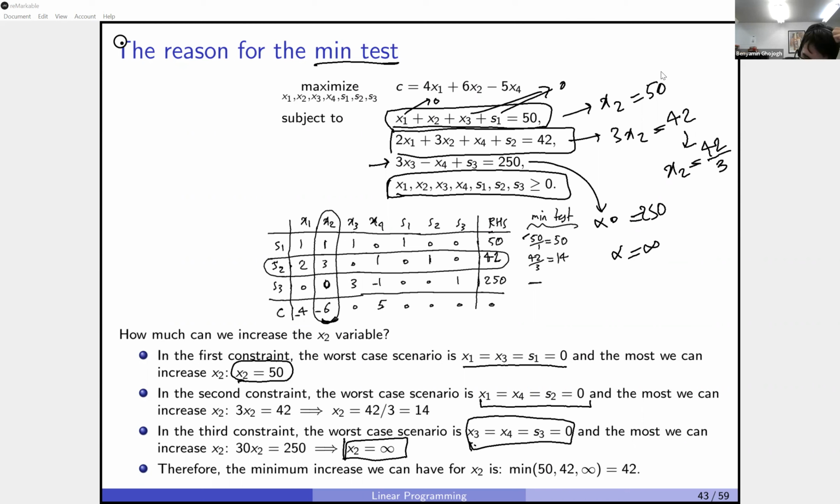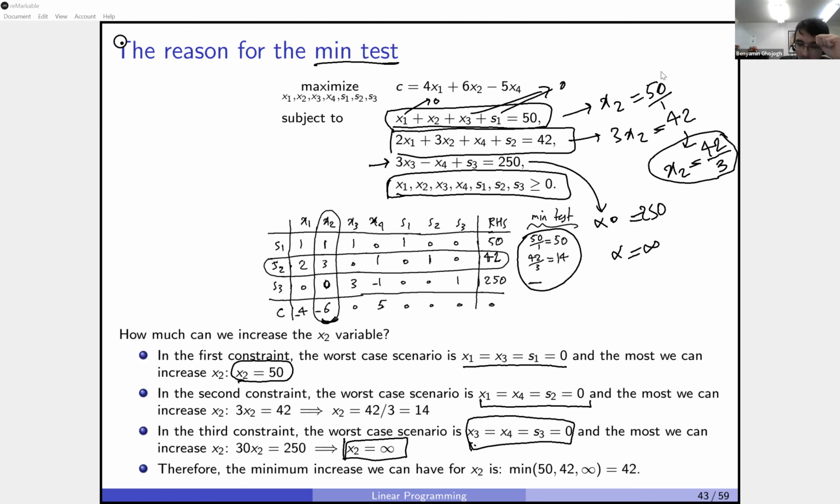Therefore, this is exactly what we are doing here. These are the calculations of min test. See, here in the worst case scenario, I'm putting all of them to 0, and I'm getting 50 divided by 1. Here, I'm setting all of the other ones to 0. I'm getting 42 divided by 3.